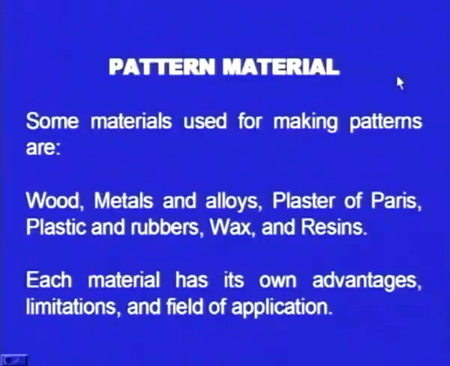And what about the pattern material? Most of the times the pattern material is wood. In some cases it is metal. Sometimes it is made up of alloy, and plaster of Paris is also used, where we achieve good dimensional accuracy and also good surface finish. We use plastic and rubber. We also use wax, where we get excellent surface finish, and also we use resins. So these are all the pattern materials.